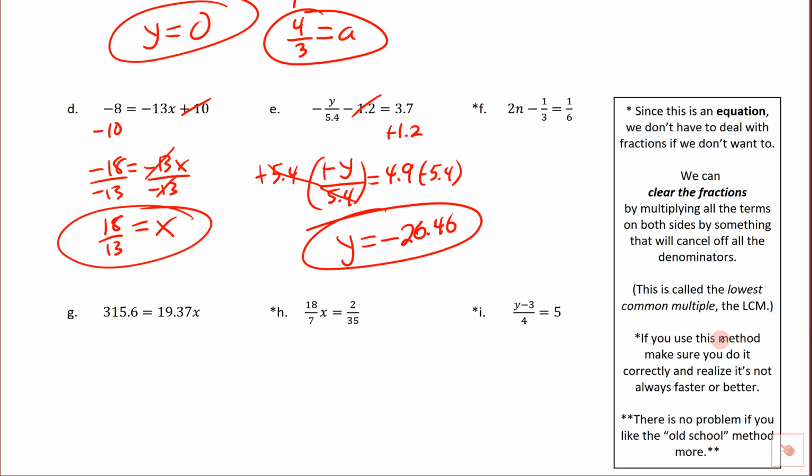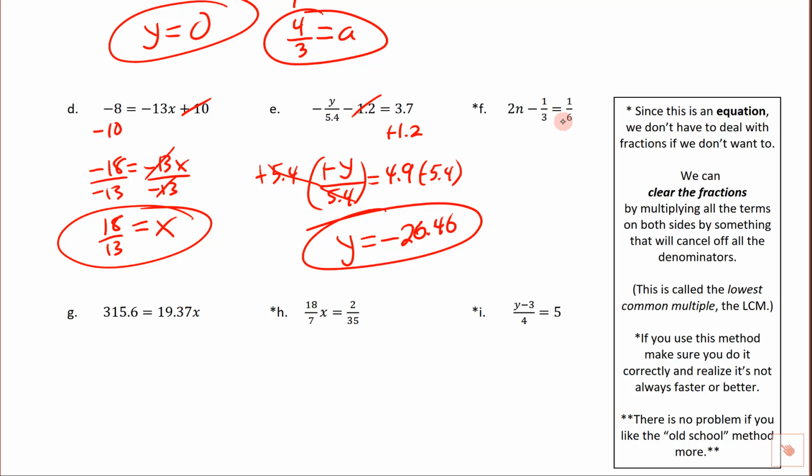If you like this method, you're welcome to use it. Make sure you use it correctly, and it's not always better or faster. The old school method works just fine. And remember, you can only do this if we've got an equation, because really we're taking advantage of the multiplication property of equality.